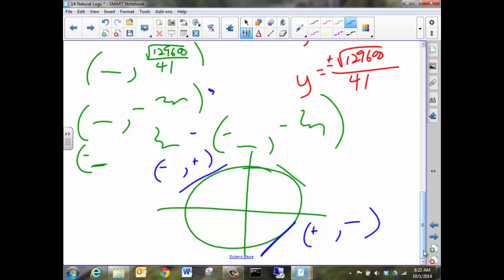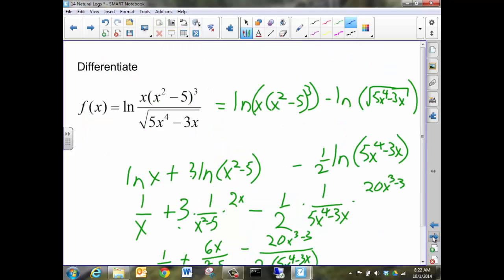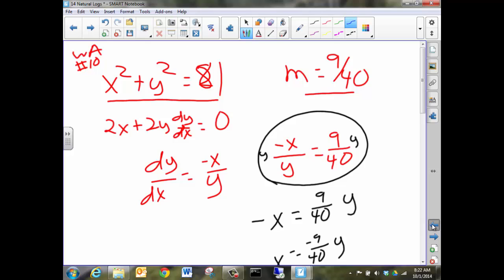1 over x. What if it's something other than x in there? 1 over the argument times the derivative of the argument, okay? So let's take a simple example to begin with.